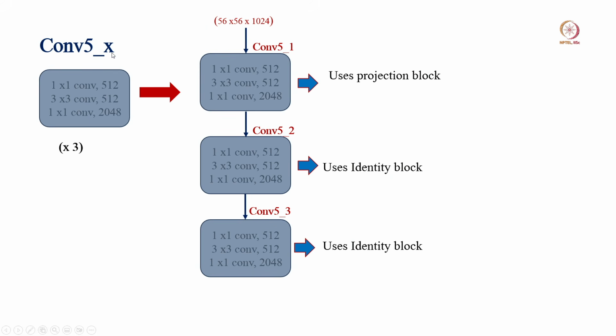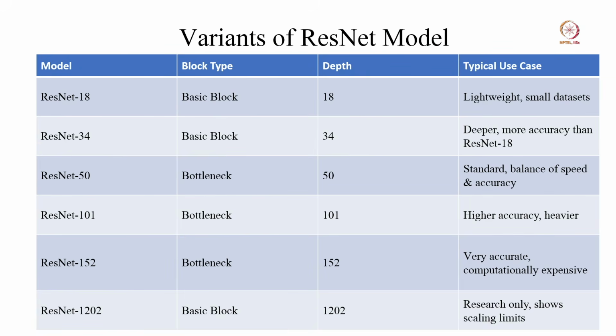And this is conv 5x, 3 times it has been repeated, 5.1, 5.2, 5.3. Once again there is a mismatch between 1024 and 2048, the output channel numbers. So the first one uses the projection block, the second and third use the identity block. And then this is a table which gives you the various variants of ResNet model: 18, 34, 50, 101, 152, 1202. So you can have a look into the block types that are used here and the depth to which it has gone.